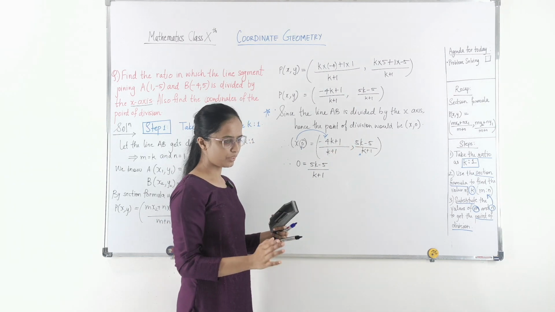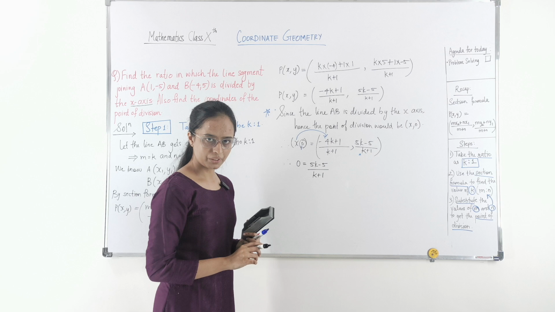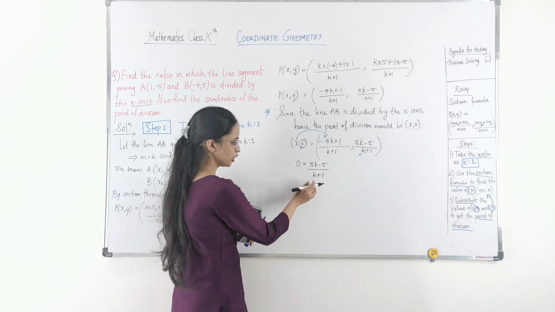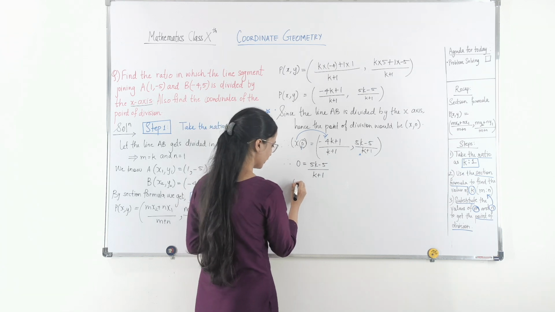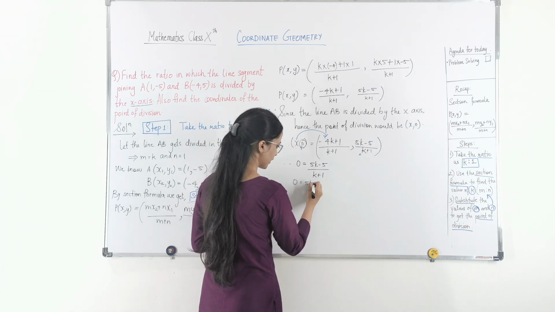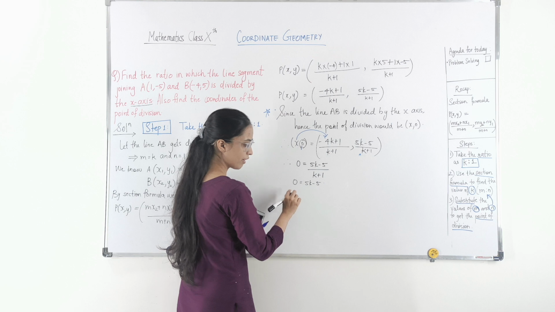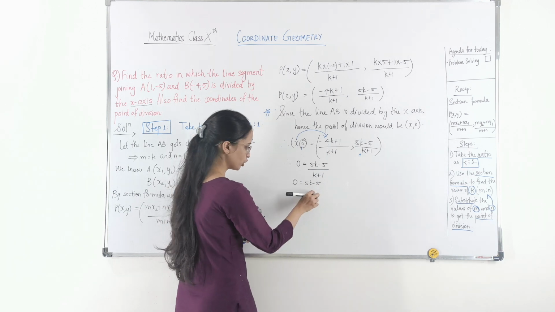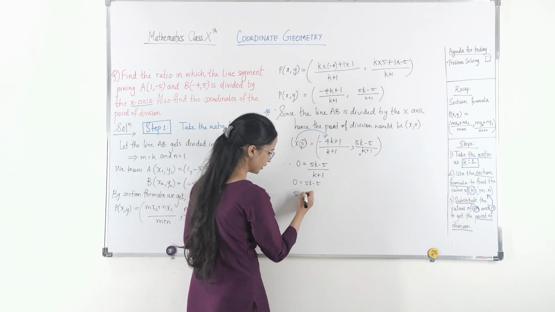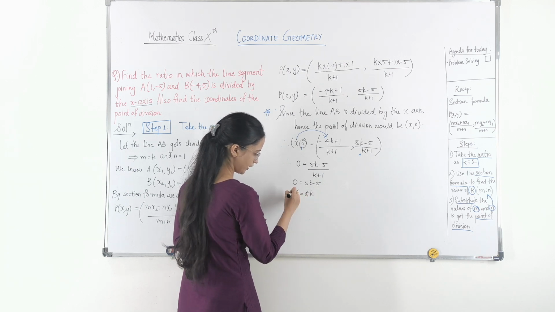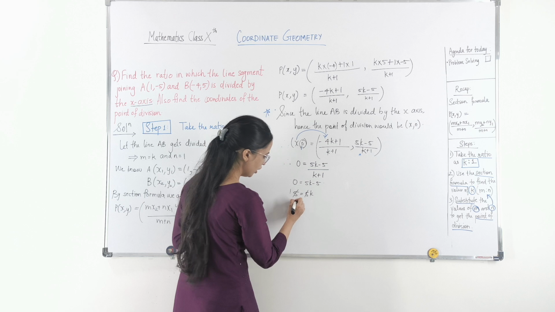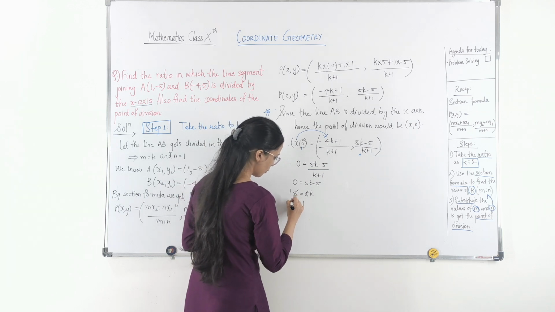Now it is pretty simple. This is in the form of an equation in one variable. I would shift this term over here. So again 0 into anything is 0. So I would get 0 equals to 5k minus 5. Now I want to find the value of k. So I would shift 5 over here. So I'll get 5 equals to 5k. That is 5 and 5 get cancelled. So here comes 1. So our value of k is 1.